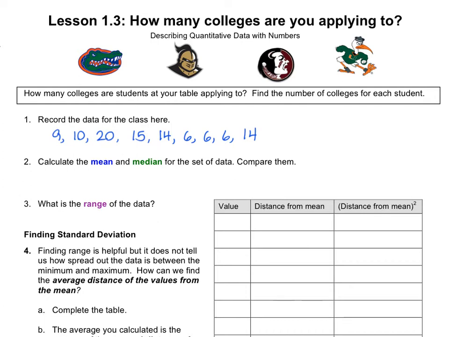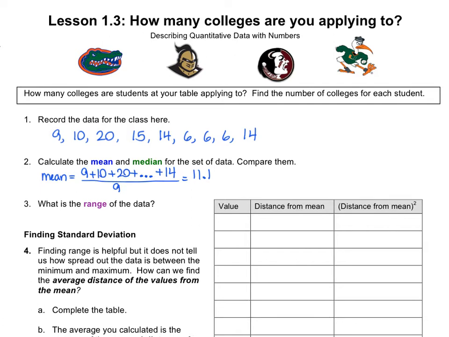Then we're going to calculate the mean and the median for the set of data, and then we're going to compare them. So to start with, we know that to find the mean, we add all the numbers together and then divide by the number of numbers. So let's set that up. When we add together and divide by 9, because that's how many points of data we have, we get 11.1. I'm going to stick with 1 decimal place if that's okay with everybody.